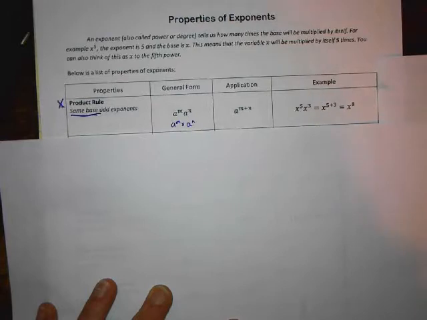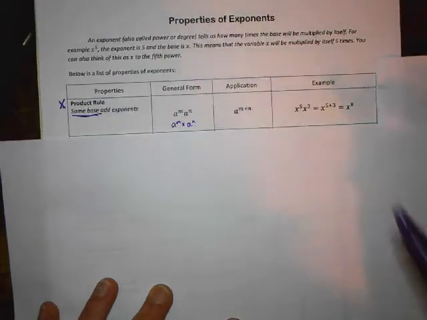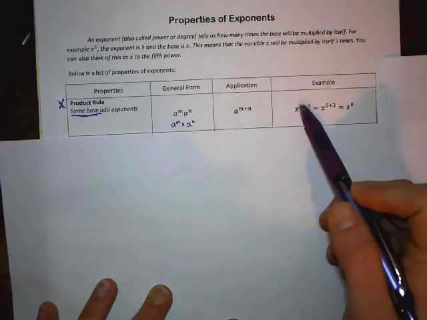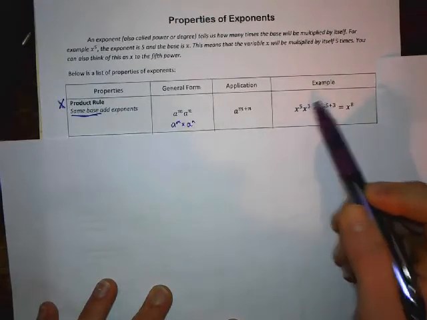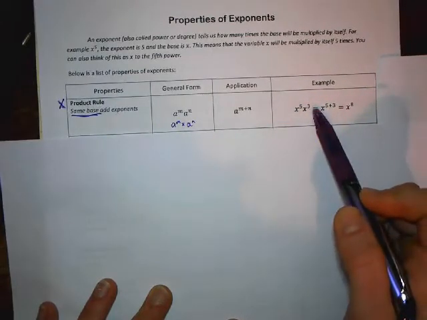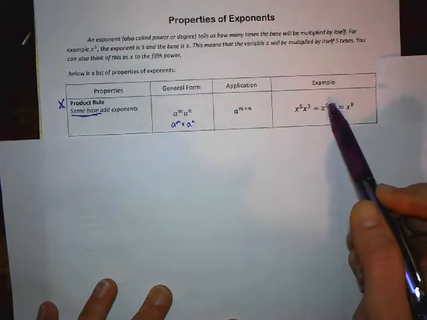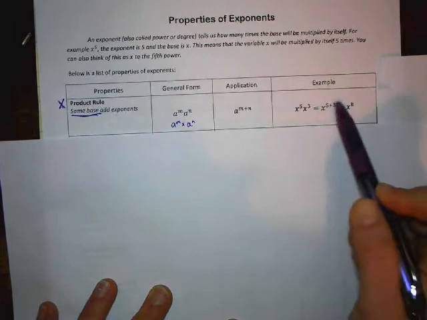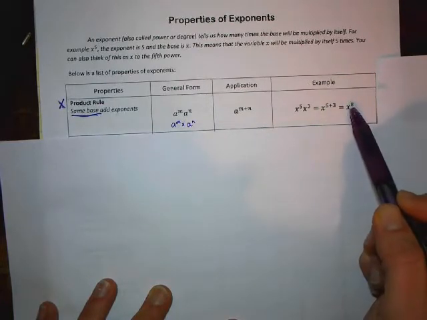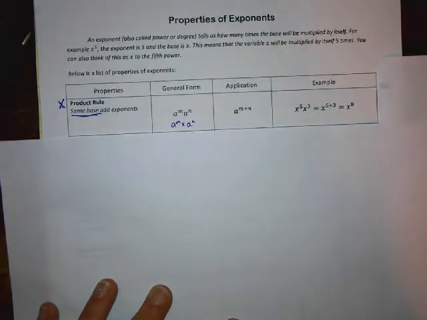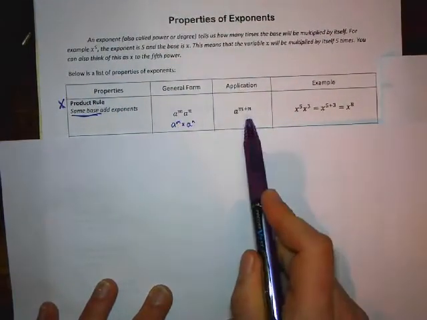Here's an example with actual numbers. So we have x to the 5th power times x to the 3rd power. And that is the same thing and equals x to the, as an exponent, 5 plus 3. And we can simplify that to x to the 8th power. Remember that that's the product rule. So when we see multiplication, we add.